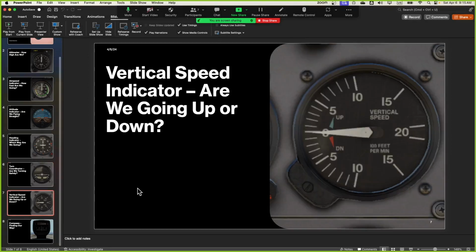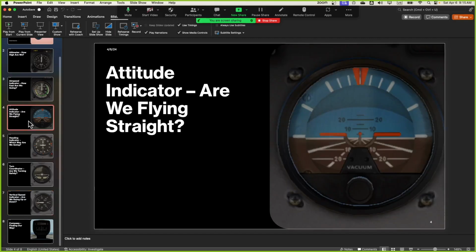Okay, the next one is the vertical speed indicator. So you also want to know that you are going up or down. So we talked about this attitude indicator. It can tell you if you are going up or down by degrees. So it can tell you your nose is basically 10 degrees above the angle of attack, or your nose is below 10 degrees. So it would give you an indication that you are going up, down, right, left.